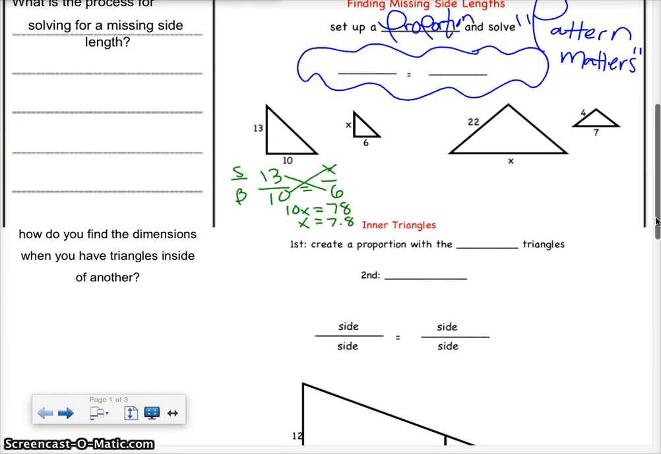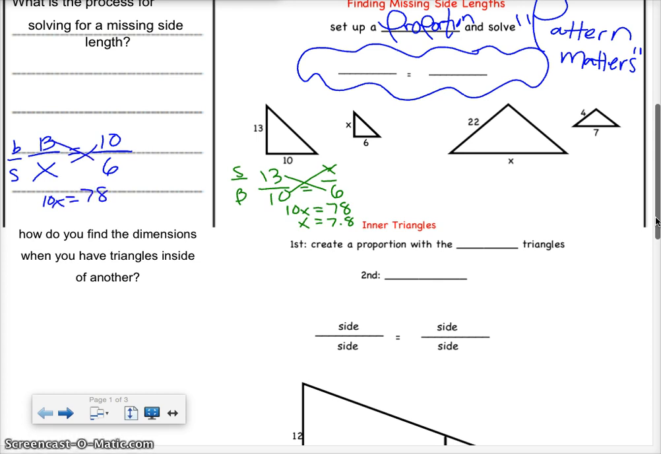Okay? But let me just prove to you that order doesn't matter. It's the pattern. What I like to do, what my eyes look at, I like to say 13 is to x. That's just what's natural to me. 13 is to x, so I went big is to small as, now I better go to 10 is to 6, right? And then I should have the same cross product, 10x equals 78.